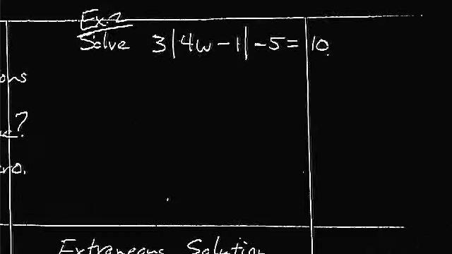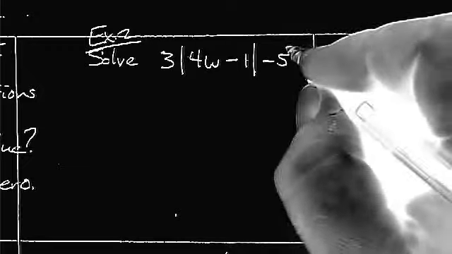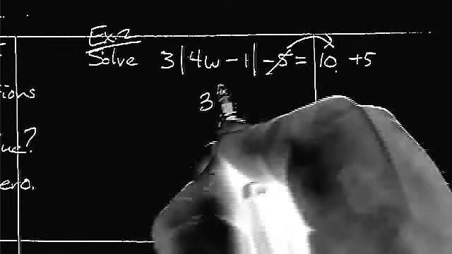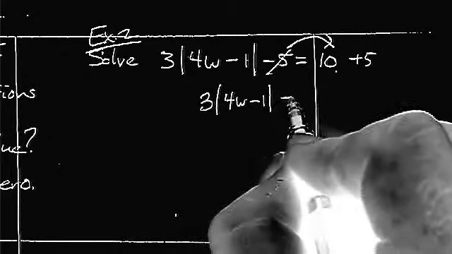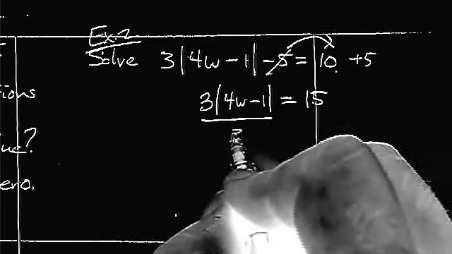Now, as I said earlier, from this example, you can clearly see that the absolute value bars are not isolated. So my first thought is, we need to get those isolated. So we're going to move that to the other side, right? We're going to add 5. So now I have 3 times the absolute value of 4w minus 1 equals 15. And then we're going to divide by 3.